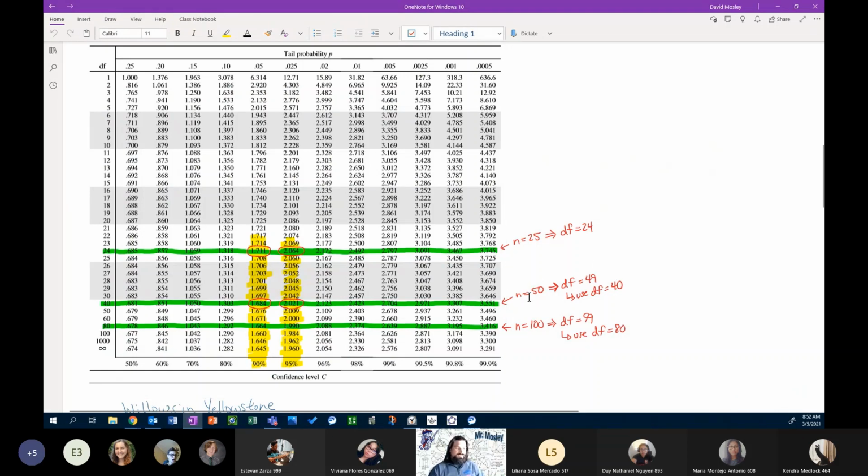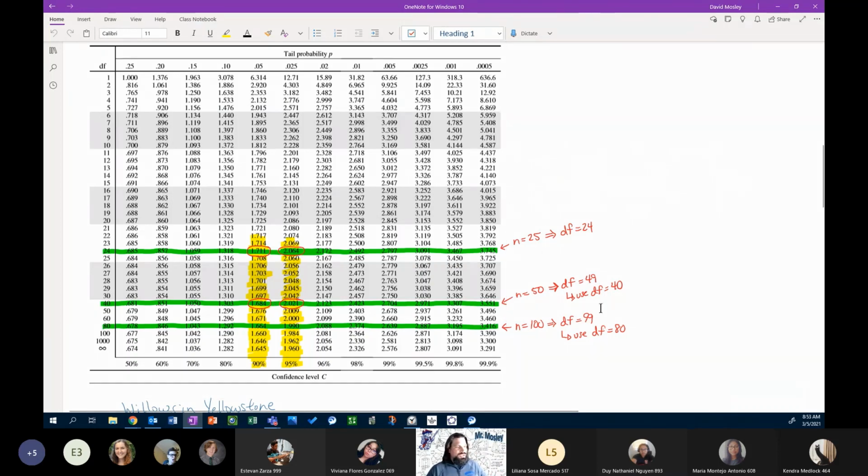But we also see when I have 50 as the sample size, I go to a degree of freedom of 40, and I get 1.684, which is better still. It's a smaller critical value and a larger sample size, so it creates an overall smaller margin of error.